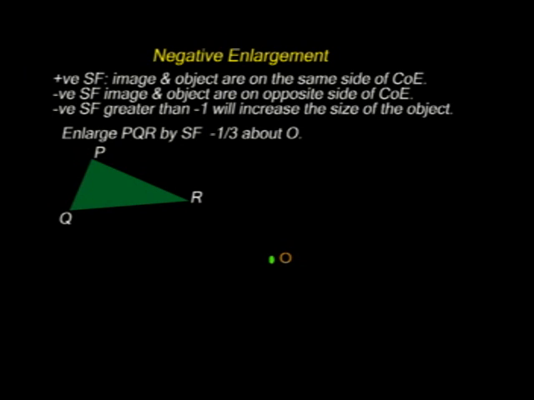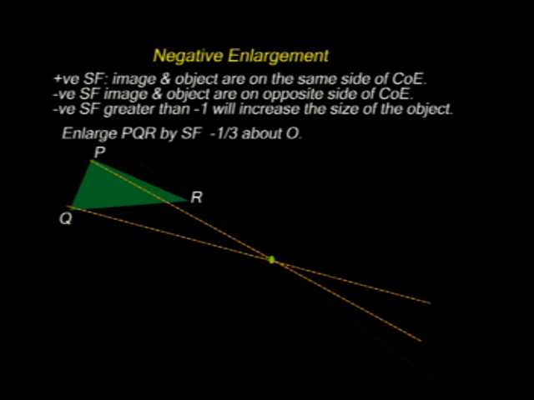Now the first thing I'm going to do is join P to O and extrapolate that line. I do the same with Q and extrapolate that line. And finally, I join R to O and extrapolate that line. Now I'm going to measure the distance PO and then take a third of that distance along the extrapolated line and measure that distance from O, not from P.